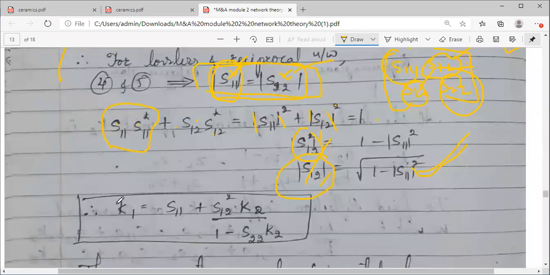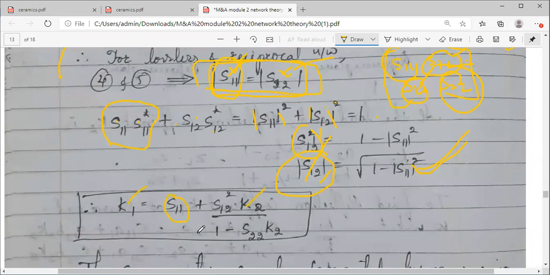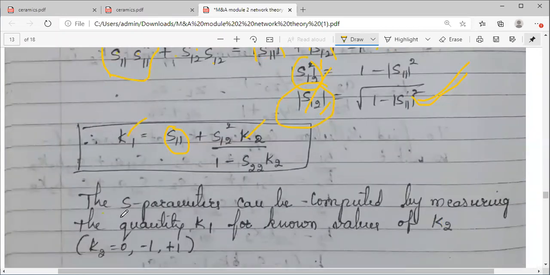Okay. So as I told you, how do you find S11 by using this equation? You can see here also you will get many unknowns, K1, K2. How to find them? That is the ambiguity. For that, the solution is that the different S parameters can be computed. You have a measuring quantity.